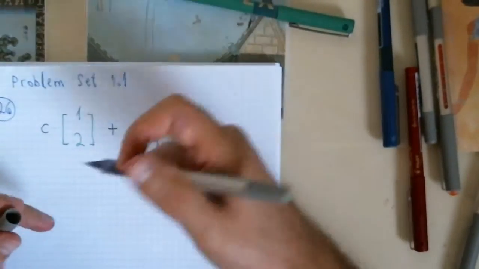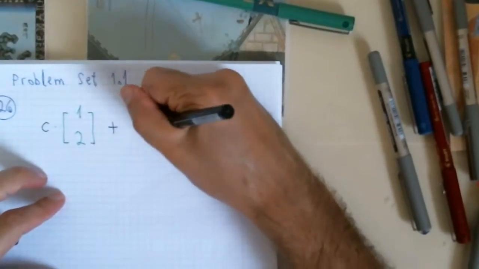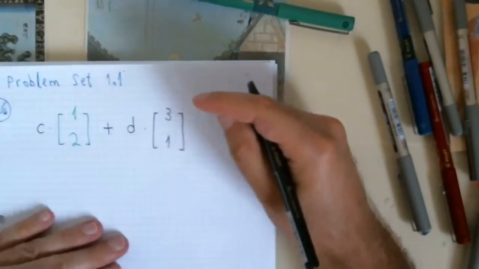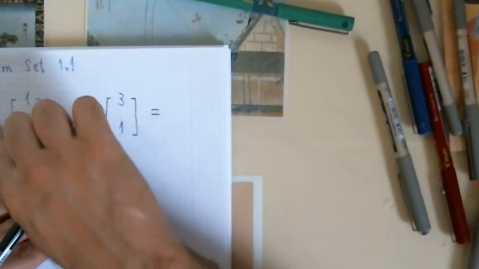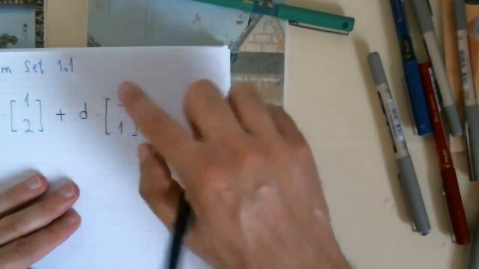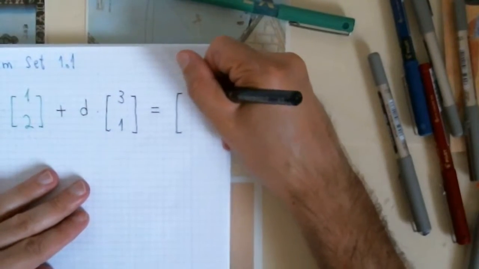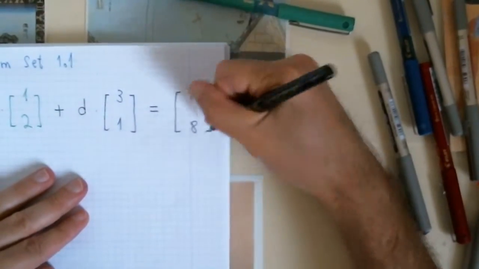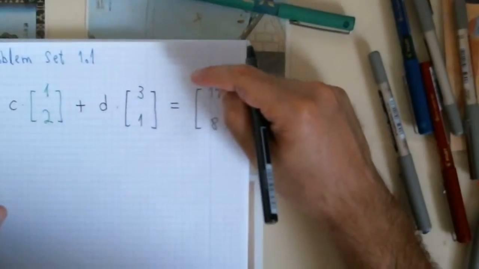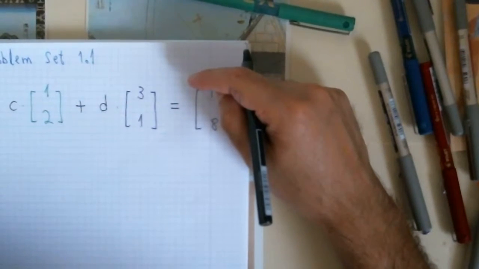And that vector, the purple vector, we multiply by some other number. Let's call it D. Okay? And we want it together, something times this plus something times this, to be equal to this vector, (14, 8). Okay, so express this question as two equations for the coefficients C and D in the linear combination.